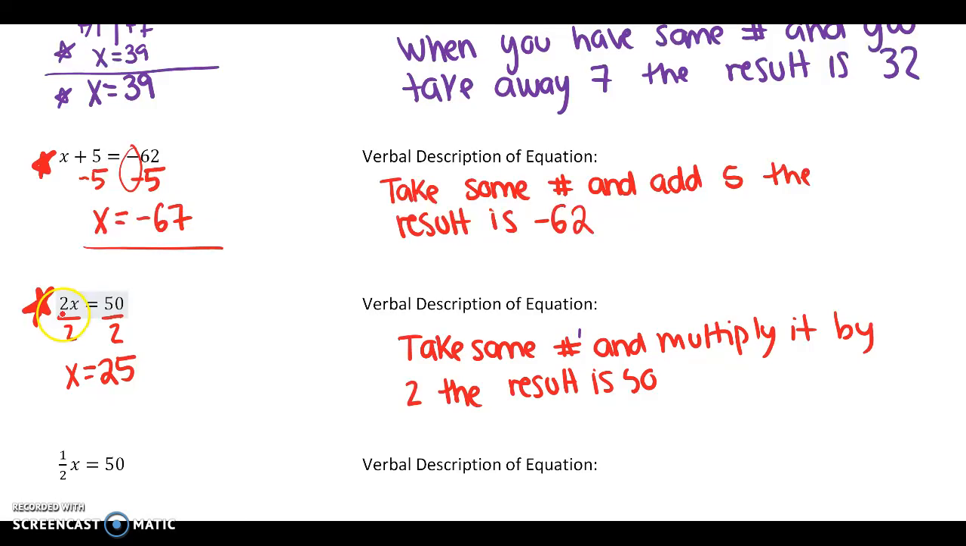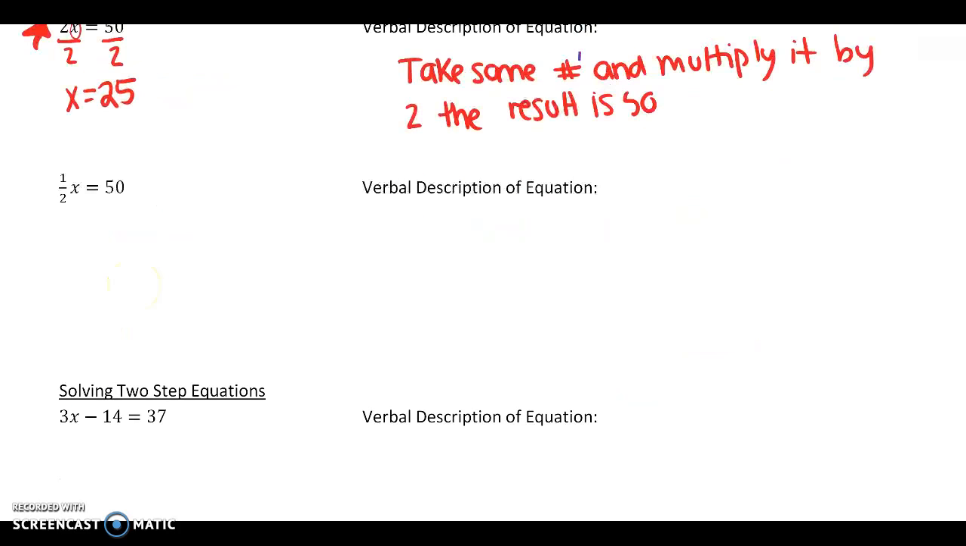Okay, this one says I have some number, x, and I'm multiplying it by 2. The result is 50. So the question you should be asking yourself is, what number can I multiply by 2 to get 50? So the number I'd have to multiply by 2 would be 25. So you can just kind of think and guess and check that way, or we can work backwards and undo the stuff. So 50 divided by 2 gives us 25. That means if I multiplied 25 by 2, I'd get 50.